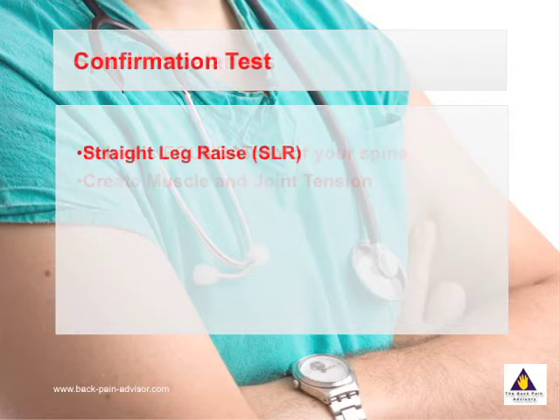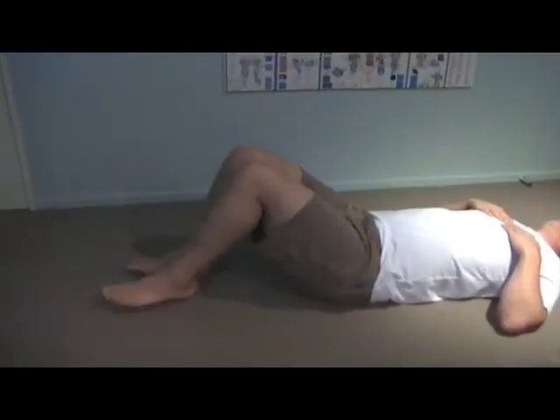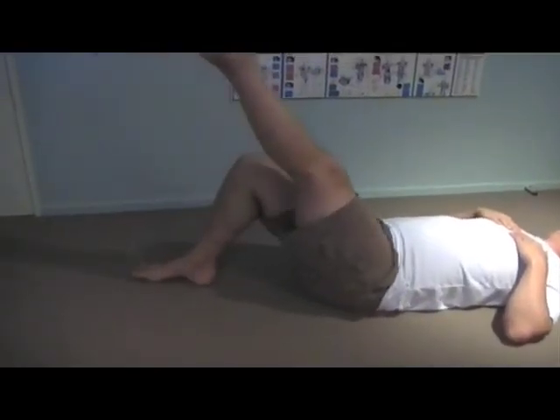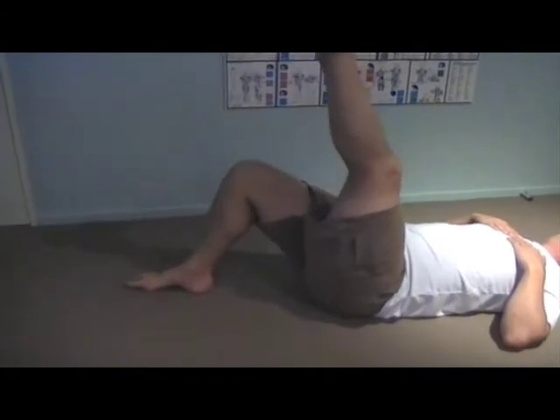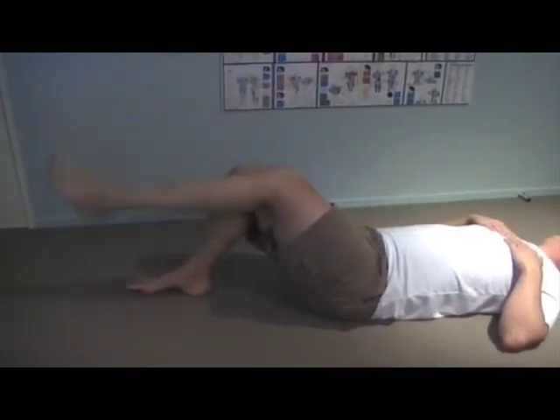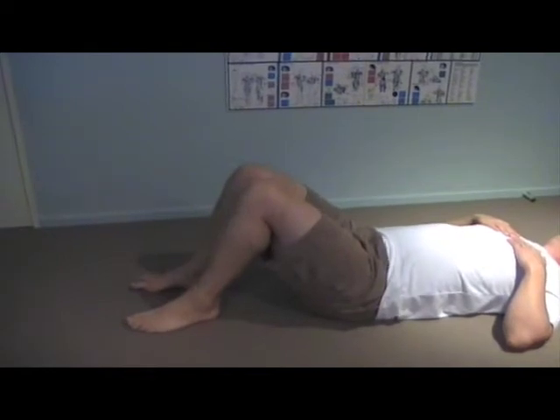Now, a second test that you can use, which also confirms these imbalances, is what's called a straight leg raise. So simply lie on your back with your knees bent and then straighten one leg and raise it as high as you can until you can feel a pulling in the back of your leg or in your lower back. And then just repeat this for the other side.